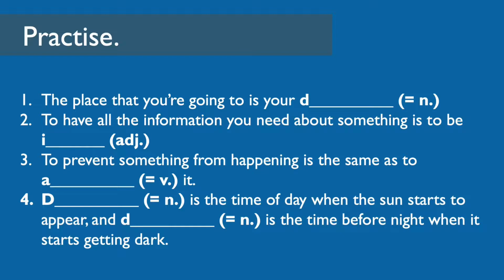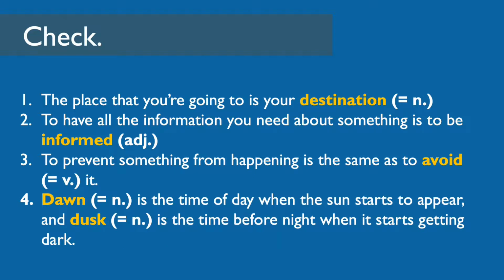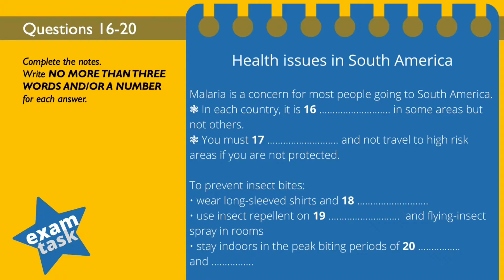Let's practice. So pause the video and read the definitions and try and think of what the missing words could be. Then press play to check your answers. How many of these defining language items could you get? I'll give you a little hint. They're going to be very useful in the exam task that we're about to do.